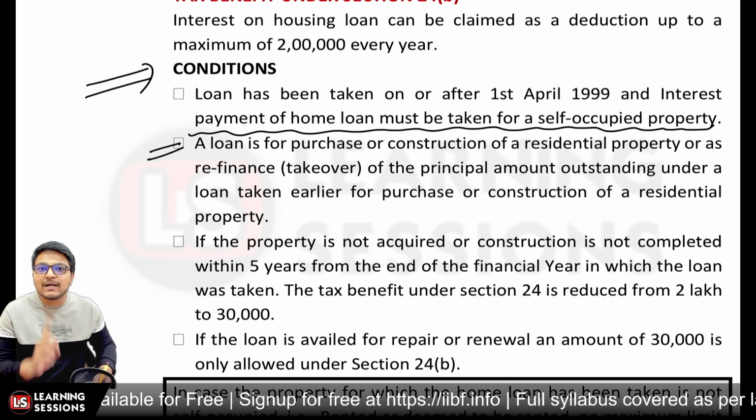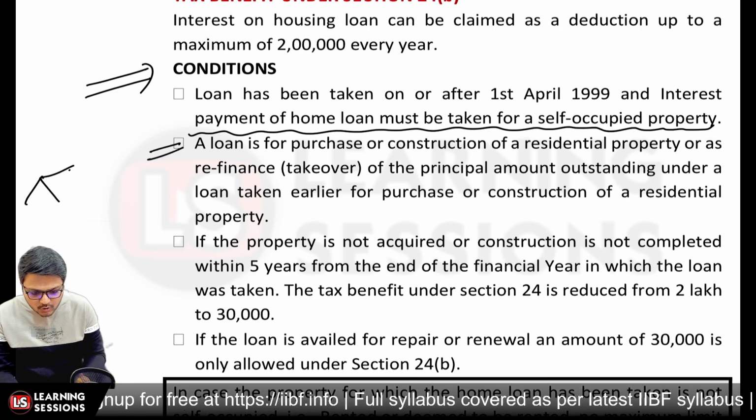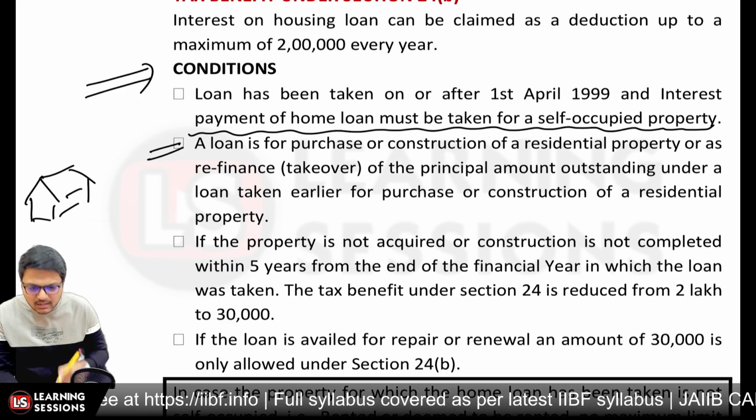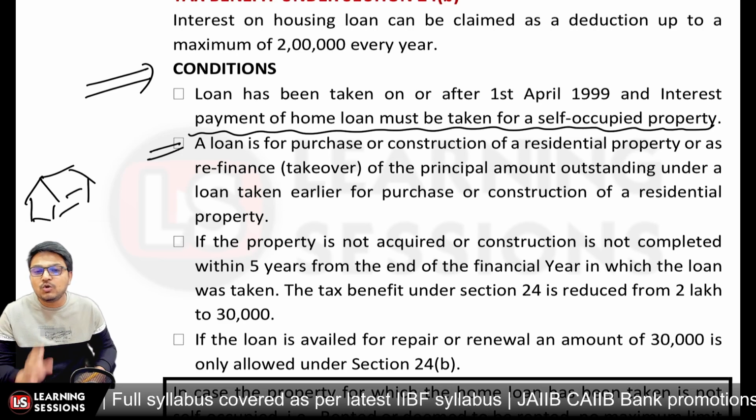And if the property is not acquired or construction is not completed within 5 years, let's say you took the home loan but never completed the construction within 5 years from the end of the financial year in which the loan was taken.